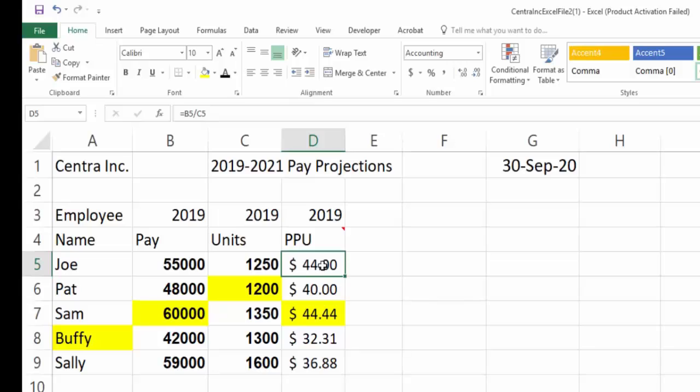It's Joe at $44. Now, what's the difference between Joe and Sam? It's 44 cents. That's 1%. Statistically very insignificant difference. So I wouldn't just fire Sam. That's a lazy way to do things, right? I would investigate both Joe and Sam.